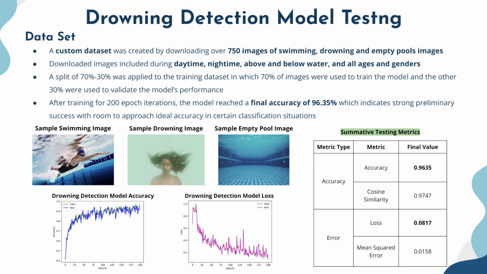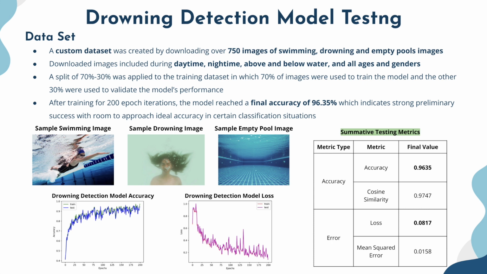To test the drowning detection model, a custom data set first had to be created. To do this, I downloaded over 750 images of swimming, drowning, and empty pool images, both during daytime, nighttime, above and below the water, and including people of all ages and genders. This data set was used to train the machine learning model, and after 200 training cycles, the model reached a final accuracy of 96.35%, which is a strong preliminary success with room to approach ideal accuracy in some classification accuracies in residential pools.